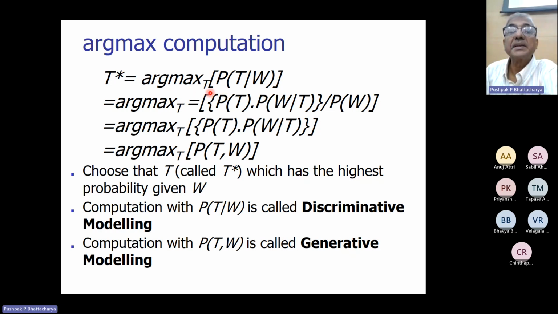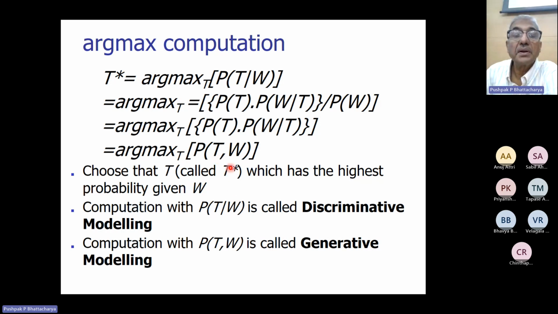So T star equals argmax over T of probability of T given W, which is equal to probability of T into probability of W given T divided by P(W). But since the argmax is over T, P(W) comes only as a scaling factor. It does not affect the ranking. So you can drop P(W) and simply have probability of T into probability of W given T. So this becomes the joint probability of T and W. If you apply Bayes theorem, then you are actually computing the joint probability.